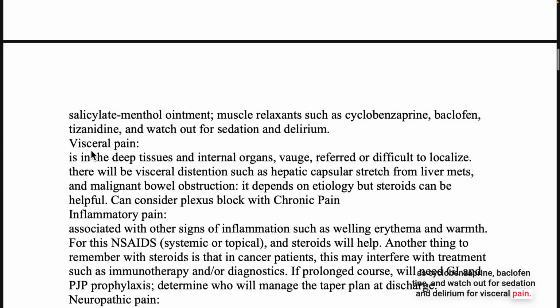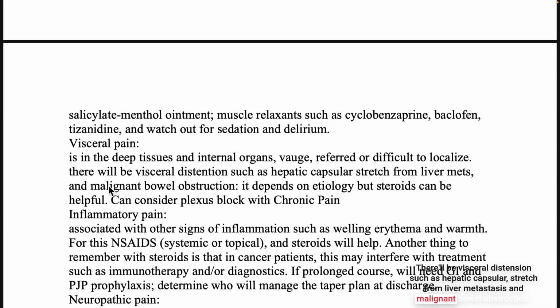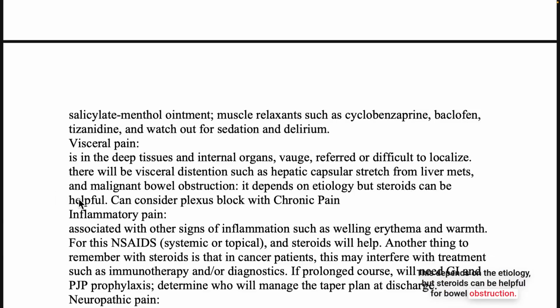For visceral pain, this is pain in the deep tissues and internal organs. It's vague, referred, or difficult to localize. There will be visceral distensions such as hepatic capsular stretch from liver metastasis and malignant bowel obstruction. This depends on the etiology, but steroids can be helpful for visceral pain. You can consider plexus block with patients with chronic pain.